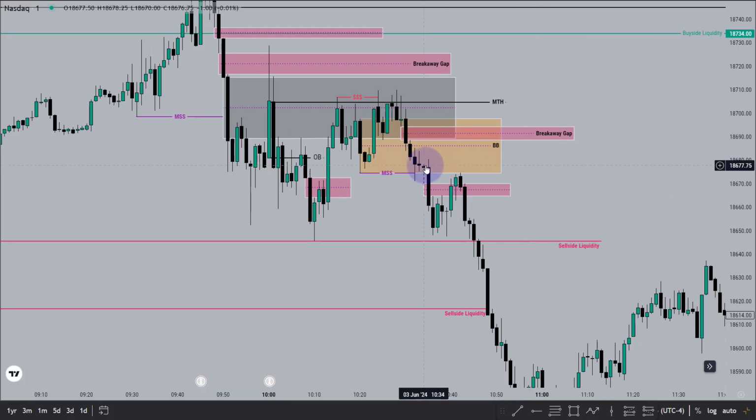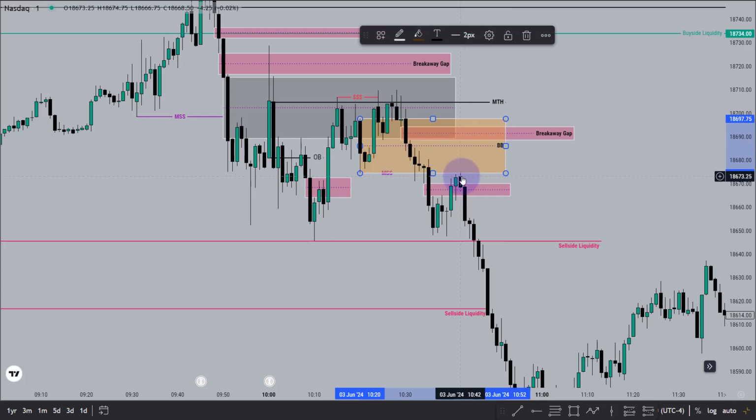Now look what happened. Market came back again, made this obvious liquidity as a relatively equal lows again, then went back again. Go through this entry fair value gap. Where did it tap? To the low of this breaker block. Can you see it? Just tick by tick.